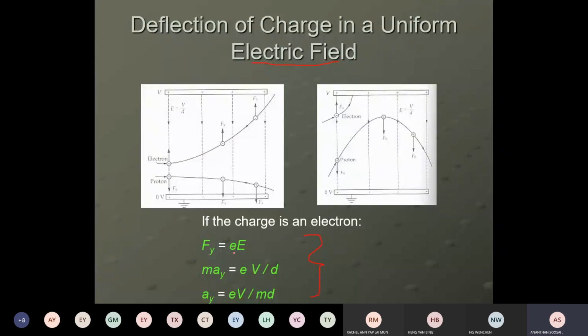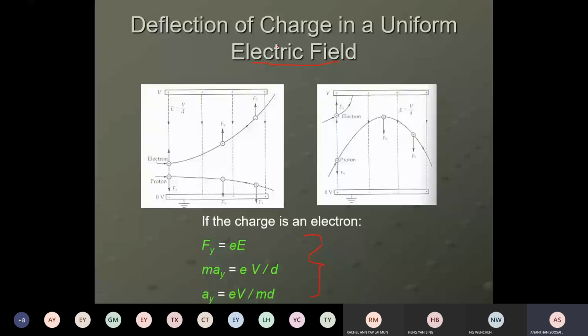The vertical force is what? QE, charge times the electric field strength. Q we put small e. Then you can find the vertical acceleration, eV over md. F is ma. E, electric field strength, is V over d. V is what? Potential difference. d is the plate separation. You can find the vertical acceleration.